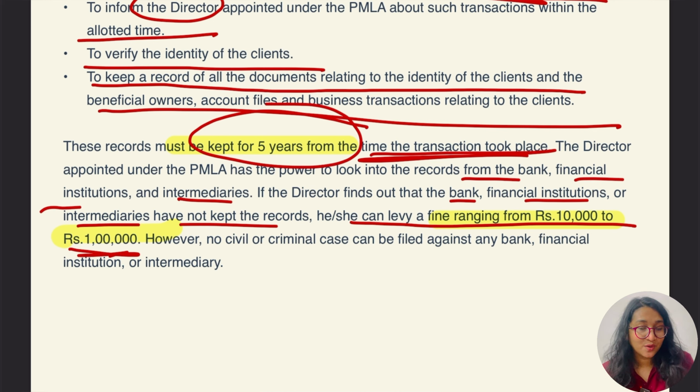record with them for 5 years? Suppose they have kept the record only for 2 years, and they have to keep it for 5 years, right. So what is going to happen? The director can levy a fine from 10,000 to 1 lakh. However, no civil or criminal case can be filed against the bank, financial institution or the intermediaries.